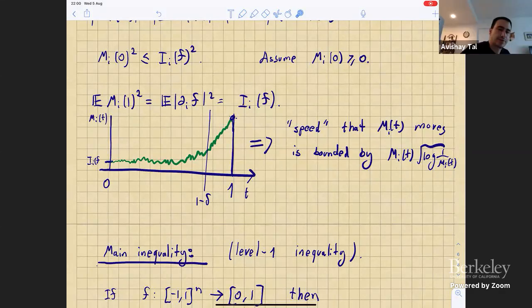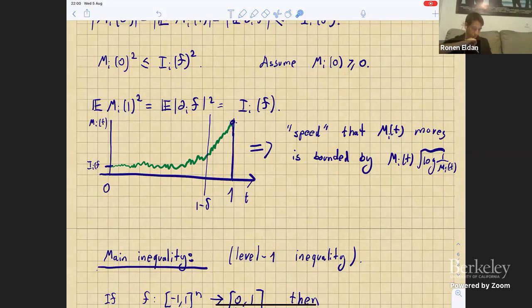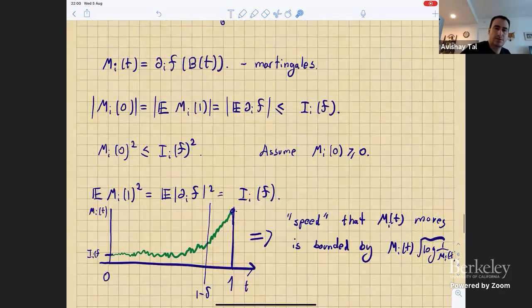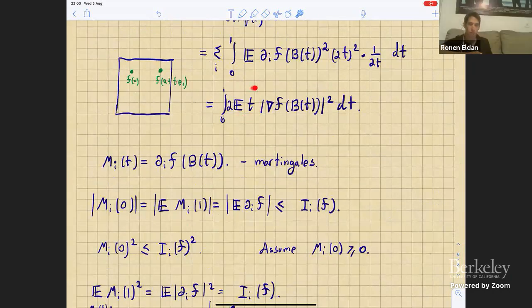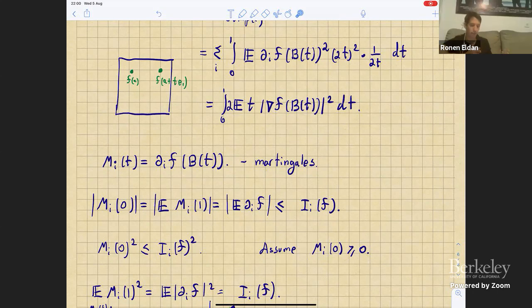There's also a factor of t in the speed. Sorry? There's also a factor of t in the speed. You mean coming from here? Yeah, like this, or square root t or something. Yeah, this one, I think you're talking about. Right. But anyway, the ideology is that all of the action happens very close to time 1.